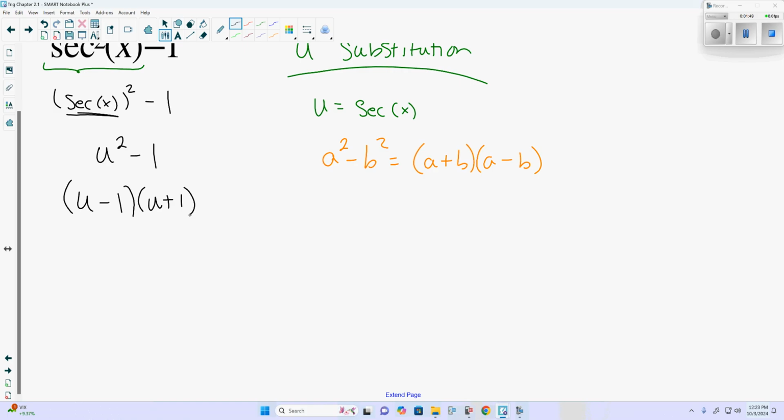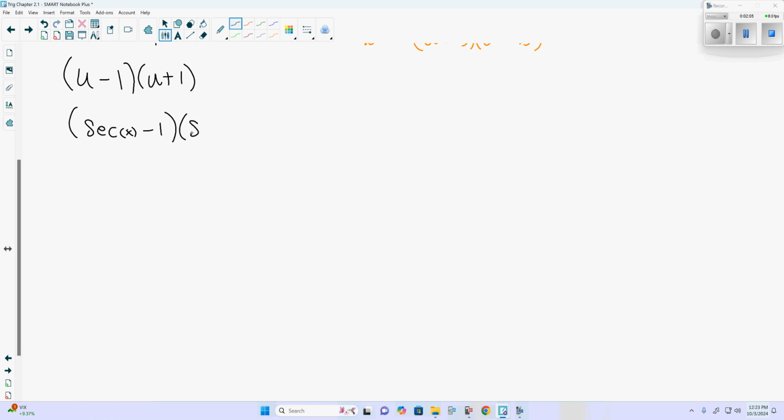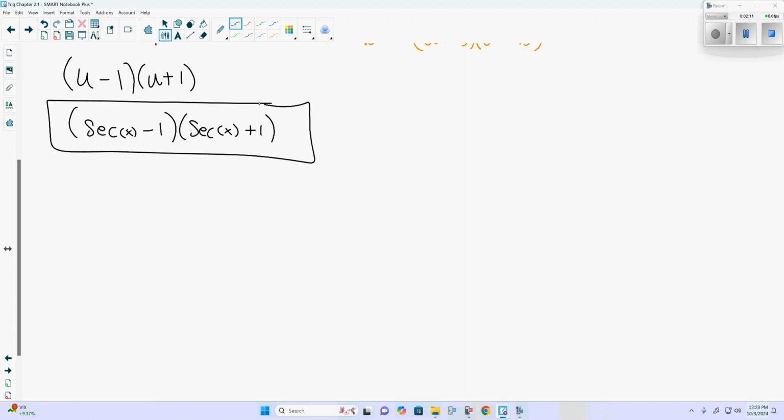Questions on this here? Now at this point, we would need to plug secant back in because we're not really factoring U squared minus 1. It was secant squared minus 1. So it really just tells us that secant of x minus 1 times secant of x plus 1 is this factored. So we just use the U substitution step as an in-between to get to where we want.